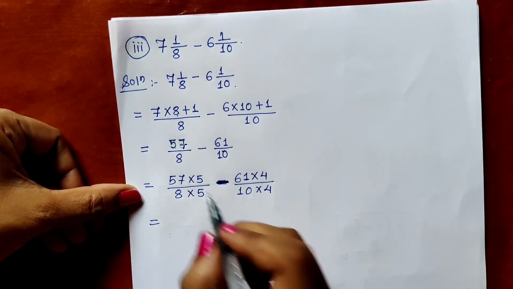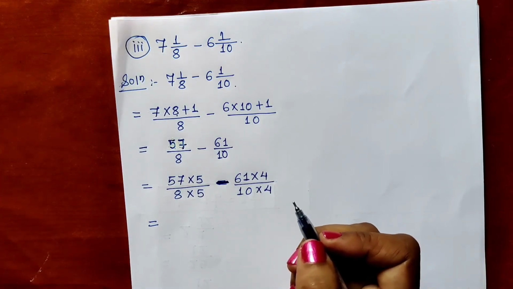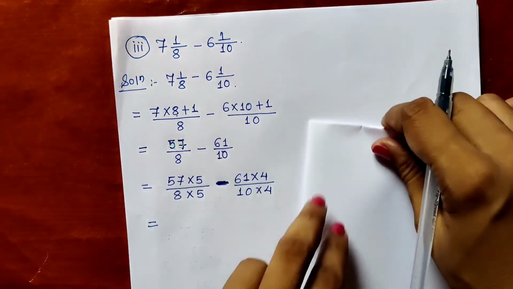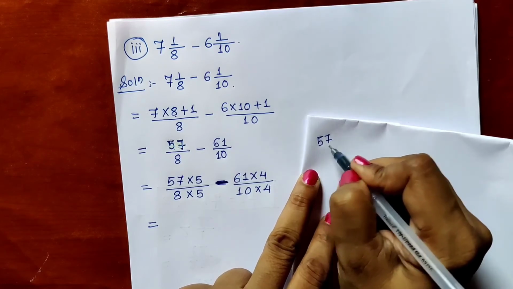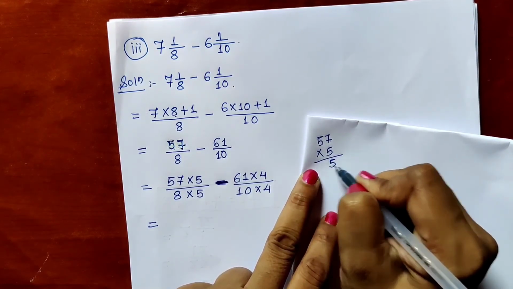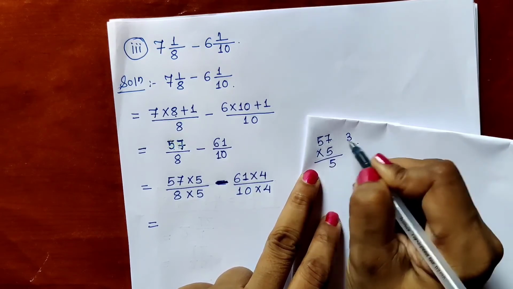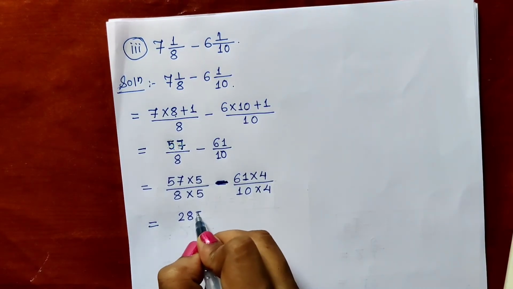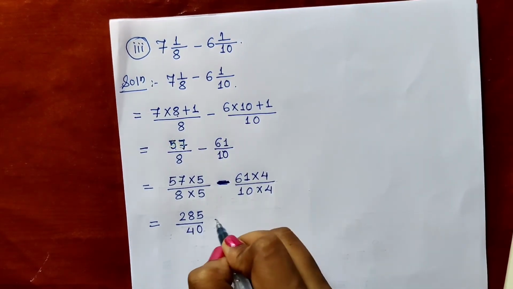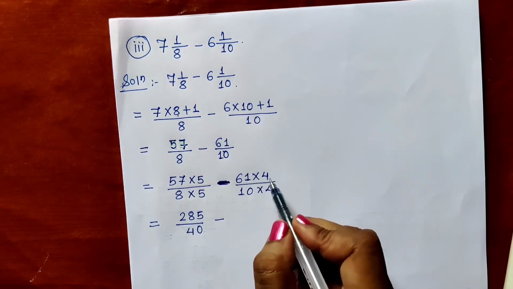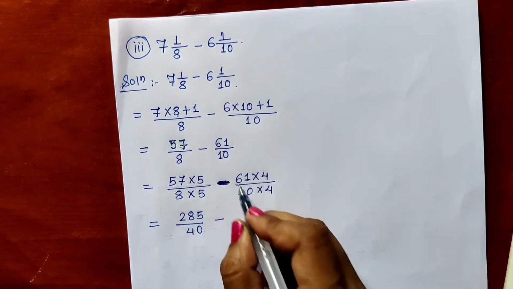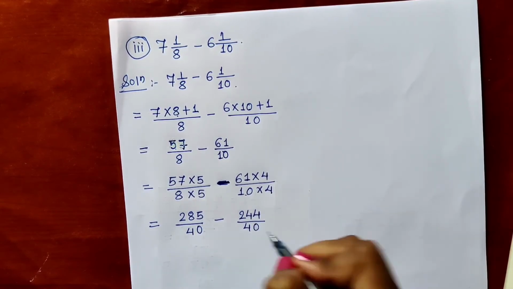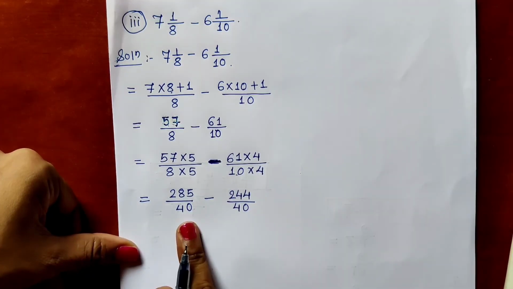If you can multiply directly, you can multiply directly, that means orally. Otherwise, you can take your rough paper and multiply 57 5s are. 7 5s are 35, 5 written, 3 carrying, 5 5s are 25, 25 plus 3 is 28, 285. 8 5s are 40 minus. If you can multiply orally, 4 1s are 4, 4 6s are 24. Yes, correct. Now 10 4s are 40. We all know that. Now we have equal denominators.